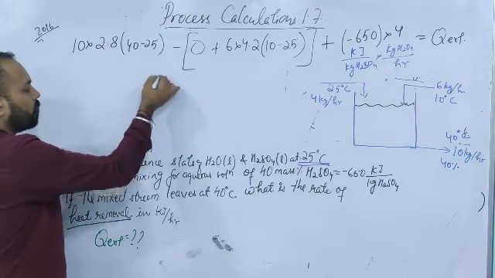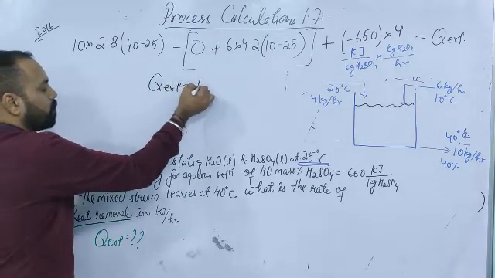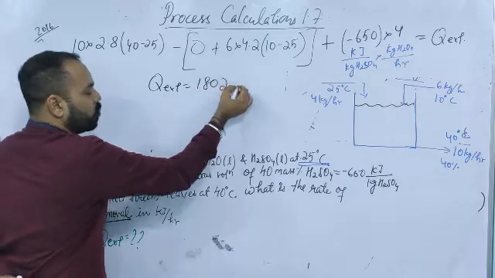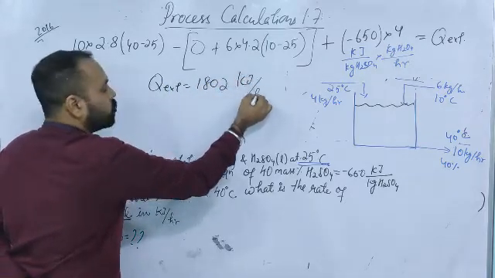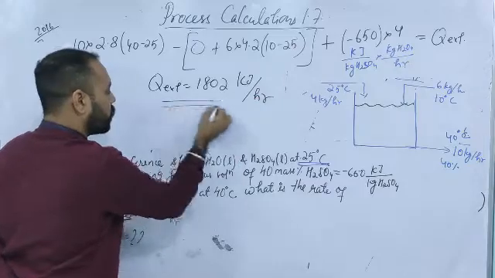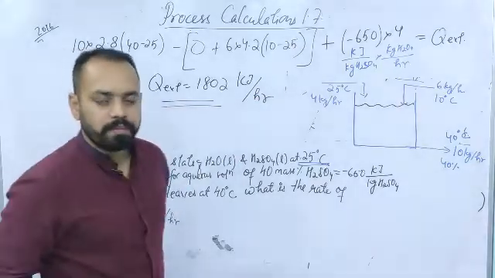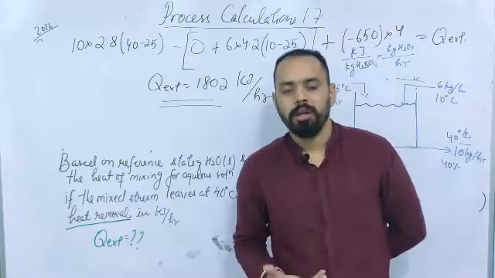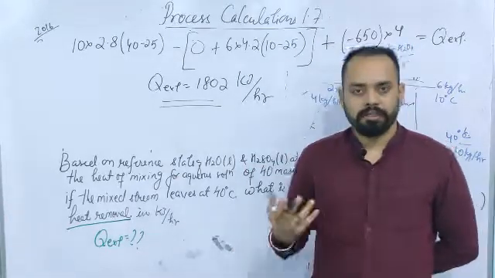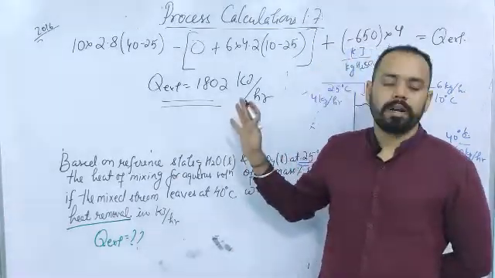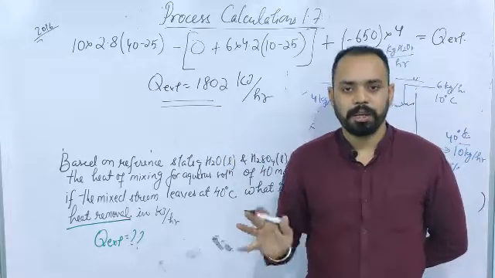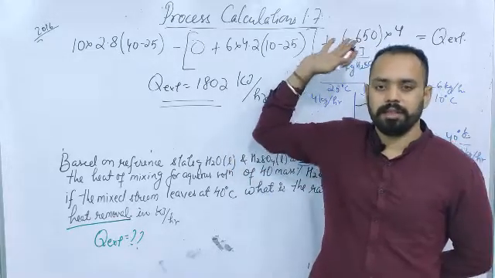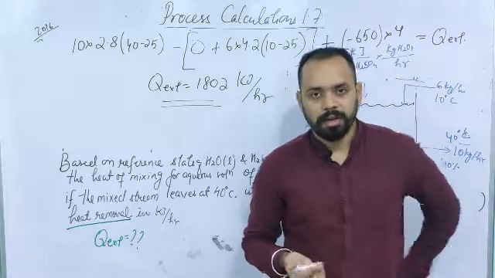If you solve this, the value of Q external is approximately equal to 1802. The units must be kilojoule per hour. Okay. So these two problems explain how to use the equation delta H is equal to Q external for energy balance in the case of chemical reaction, as well as for energy balance when there was no chemical reaction and something extra, the enthalpy of mixing, was given, right?